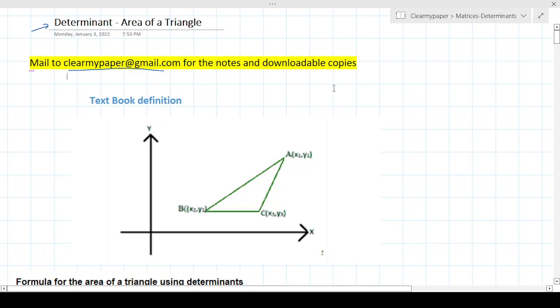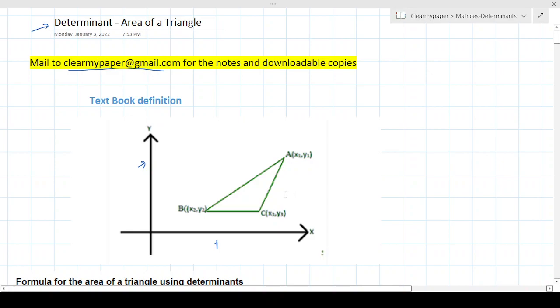So area of a triangle, that's the context of today's discussion. For simplicity, I've drawn a triangle, and since we're going to use a lot of geometry, in the backdrop I'm using the y and the x axis. So let's say we have a triangle with three vertices A, B, C, and we have the coordinates of each of the vertices in x and y format. And our objective is to find the area of this triangle using determinants.